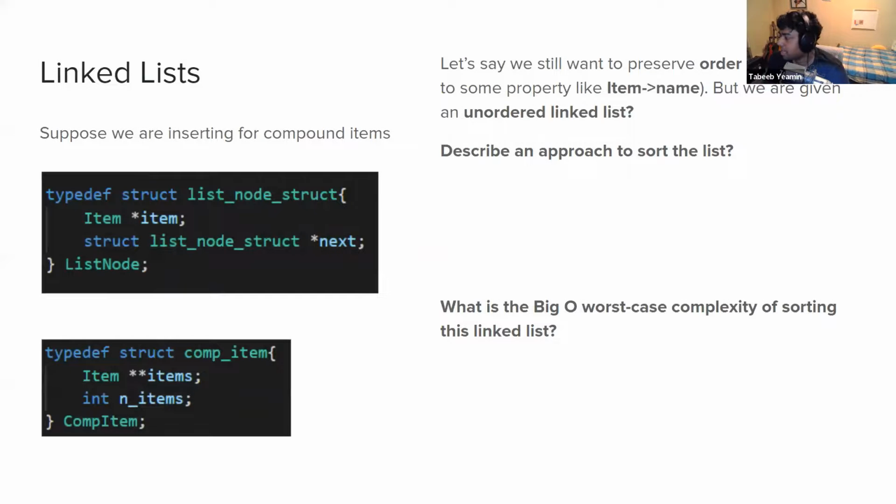Let's move on to the next problem. So let's say we still want to preserve order with respect to some property like item name, same as before, but we're given an unordered list, and we want to sort the unordered list. So I want you guys to try to describe an approach you could use to sort the list, and then what is the big O worst case complexity of sorting the linked list. So I want you guys to think about this.